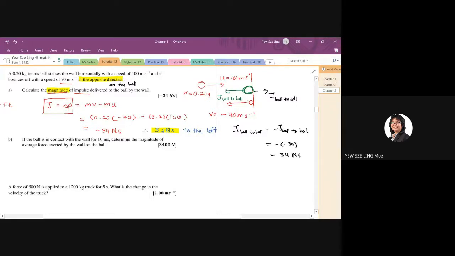So ball and wall, they are acting in opposite directions. They are pointing towards opposite directions. So which means if you calculate the vector, they are just going to have an opposite sign. But when it comes to magnitude, you don't have to worry.